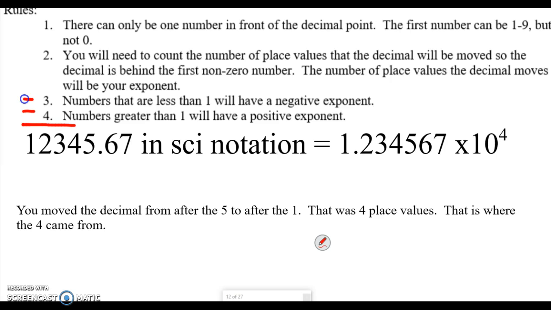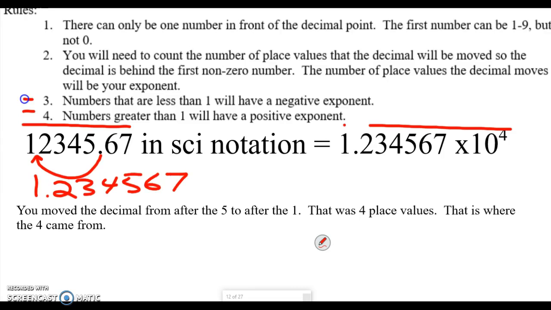So right here, we have a number, and over here is it written in scientific notation. So let's go through how that occurred. So I need to take this decimal point, and I need to get it right there behind the first non-zero. So I go 1.23456 I write times 10. And now the exponent, how many places did I have to move that decimal point? I had to move it 1 place, 2, 3, 4. So that's where the exponent of 4 comes from.